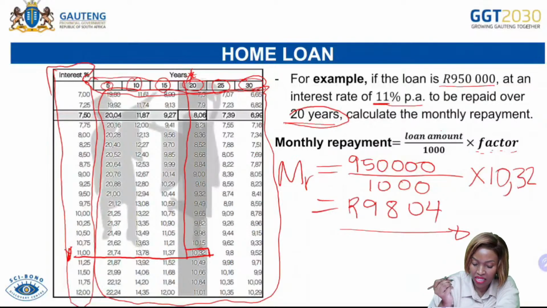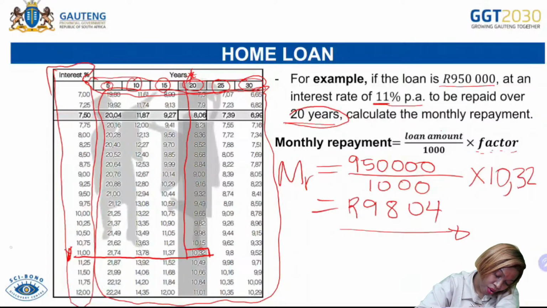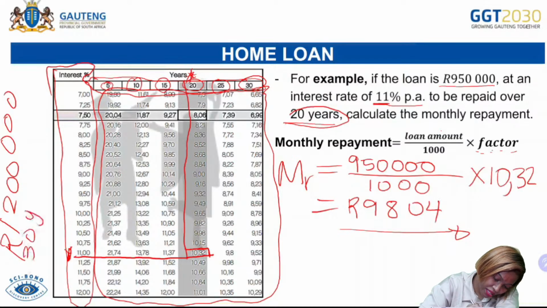Let's say maybe a person has borrowed 1.2 million, which is 200,000 rands, for 30 years with an interest rate of 10%.